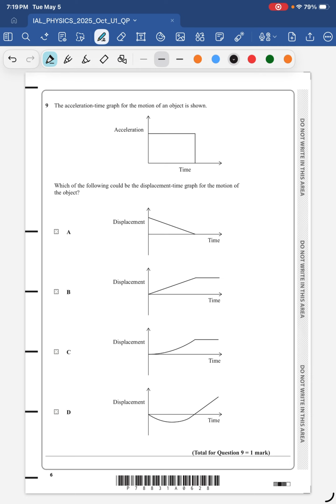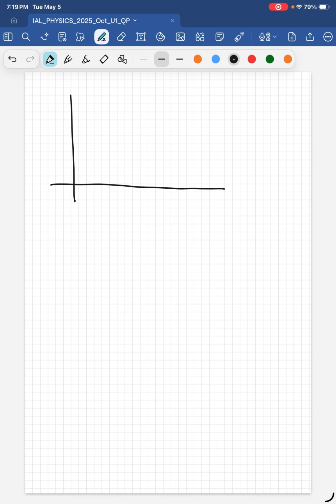Okay, so let me use a clean page to explain this. So the area under the curve gives delta V, okay, because acceleration times time is equal to a velocity. So the velocity time graph would look like this. You have some accelerated motion with constant acceleration, and then the acceleration drops to 0.